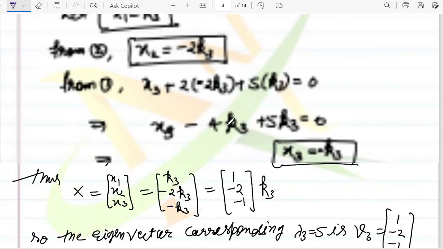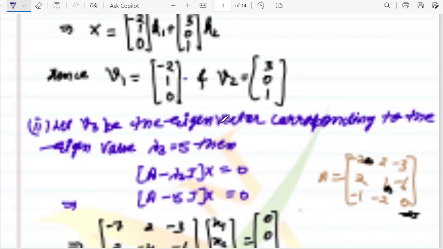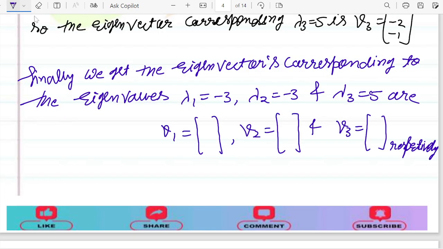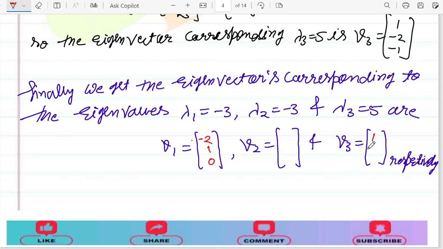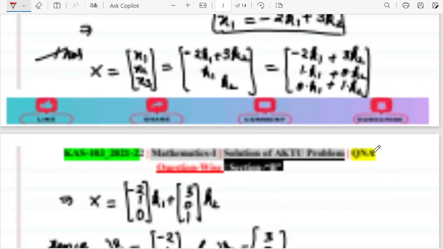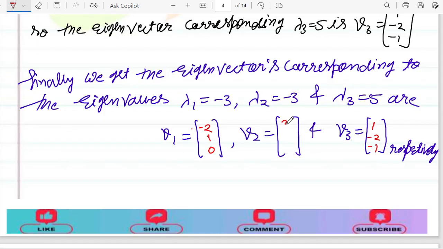रेस्पेक्टिवली जरूर लिखना चाहिए. इससे आपको पता लगेगा सेकंड नंबर पे जो आइगन वेक्टर है वो सेकंड का है. -2 1 0, क्या क्या है भाई? -2 1 0 and last is 1 -2 and -1 and second last. What is second last? Second last में यही लिखा होगा, that is 3 0 1. यही आपका फाइनल आंसर है.